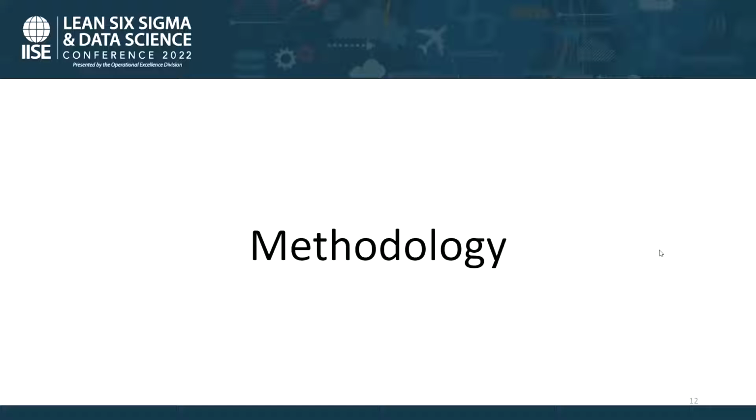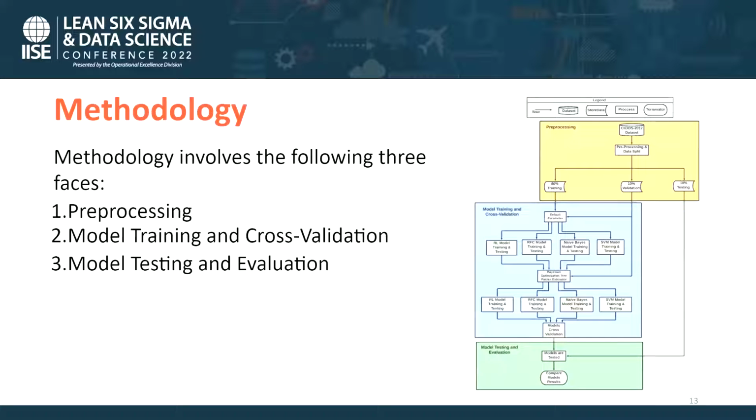Now we're gonna talk a little bit about the methodology. As we can see, we divided our methodology into three portions: the pre-processing one, labeled by the yellow square; the model training and cross-validation with our training area; and the model testing and evaluation, where we compare results and evaluate our findings.